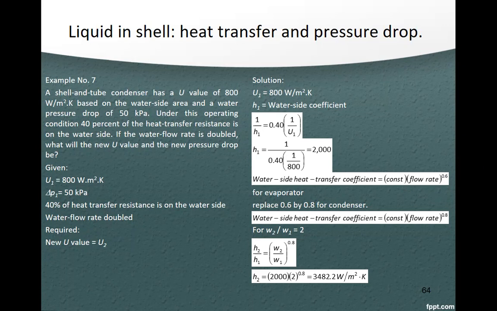For evaporator, the water side heat transfer coefficient is constant times the flow rate to the 0.6. Replace 0.6 by 0.8 for condenser. So the water side heat transfer coefficient is constant times the flow rate to the 0.8. And W2 over W1 is equal to 2. So we have H sub 2 over H sub 1 is equal to W2 over W1 to the 0.8. So H sub 2 is equal to 2000 times 2 to the 0.8, which is 3482.2 watt per meter square Kelvin. Ayan lang. This is not the answer.